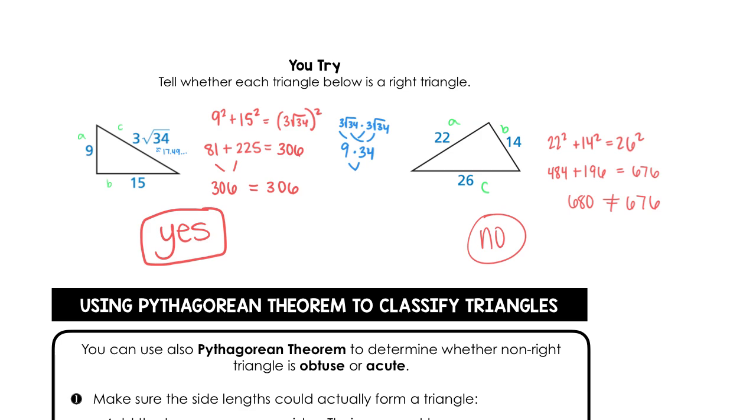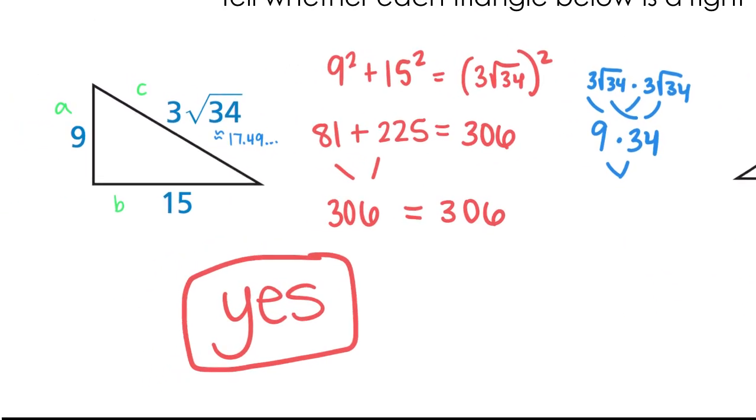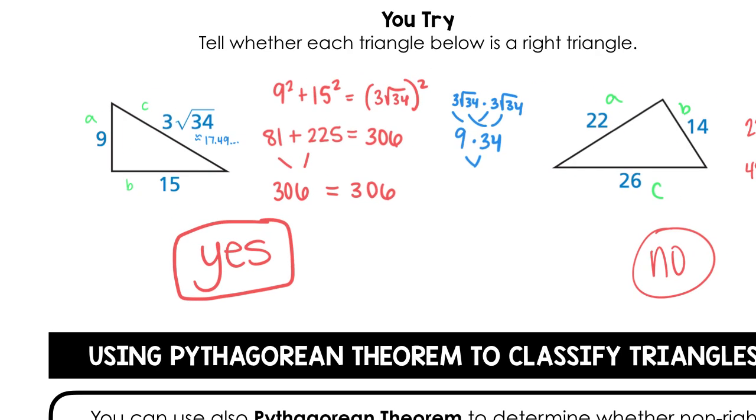All right, so here are the answers to these two. For this first one here, yes, it is a right triangle, and I have all the work here so you can see what I did. Feel free to pause it if you need to take a look at this work. But I multiplied this out over here, and that was equal to 306. And then when you add these together, that's also equal to 306. So that one would be a yes.